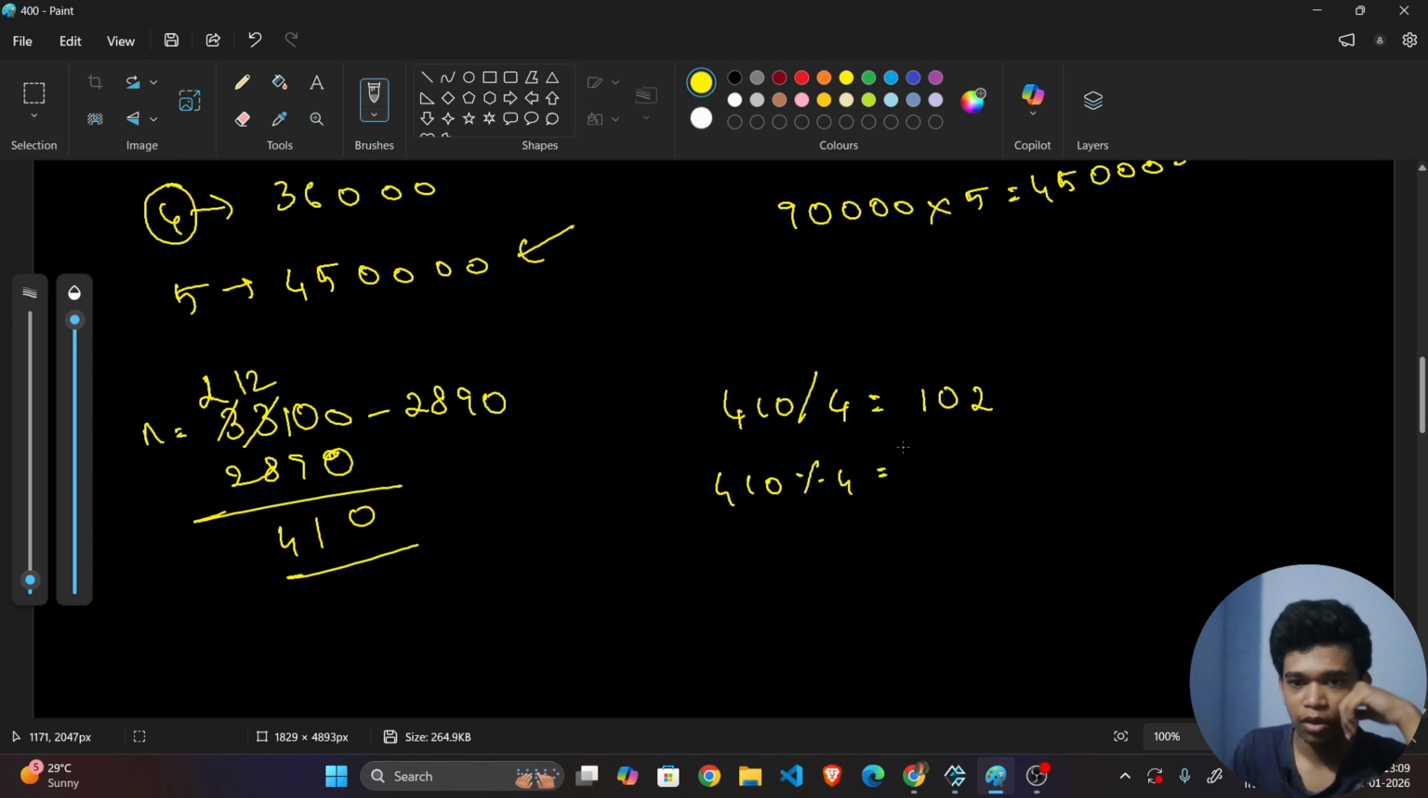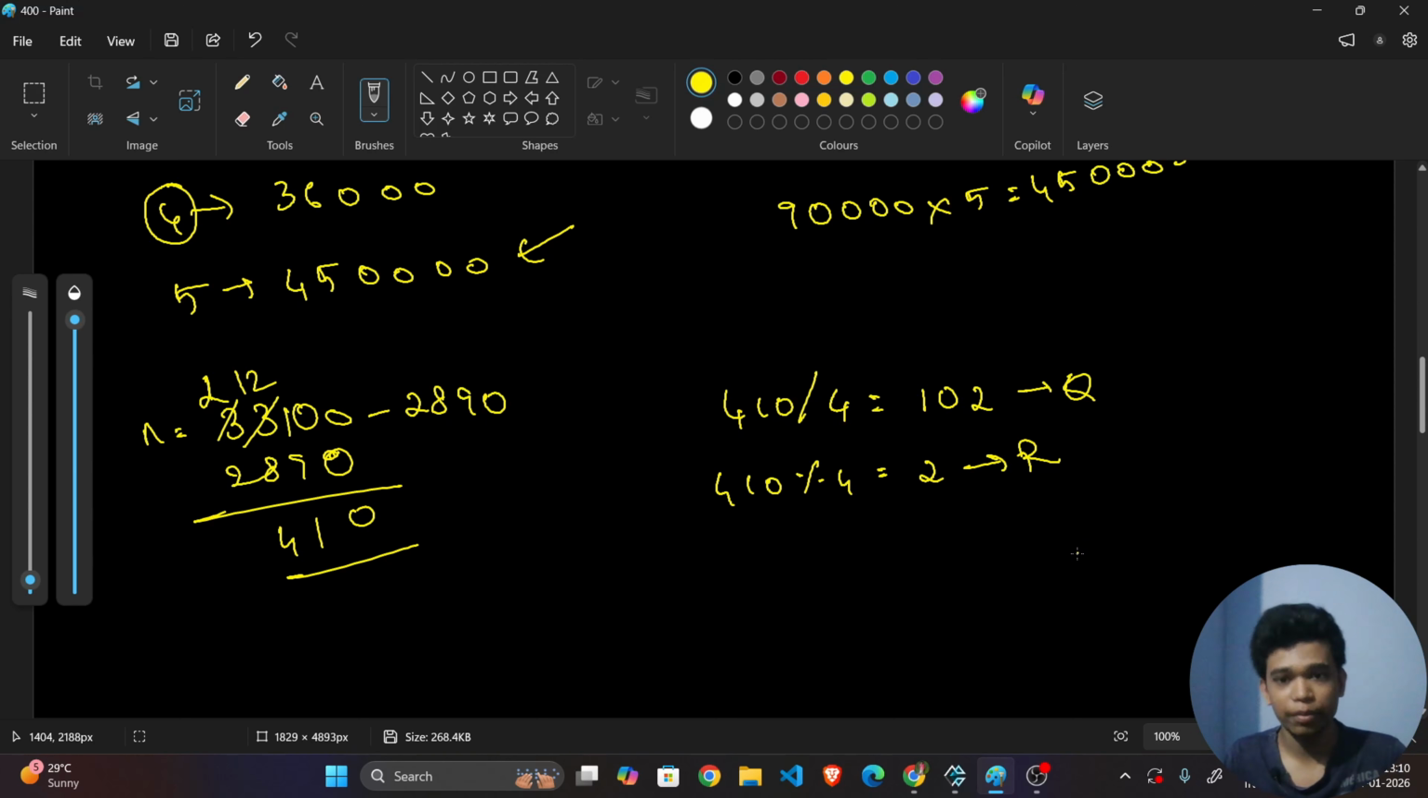The answer will be something like 1, then here comes 0, then here comes 2. Similarly here, what is the remainder? It will be getting 2 as a remainder. So 408 is going to be the value. So remainder will be 2 and quotient will be 102. So this is going to be the remainder and quotient.